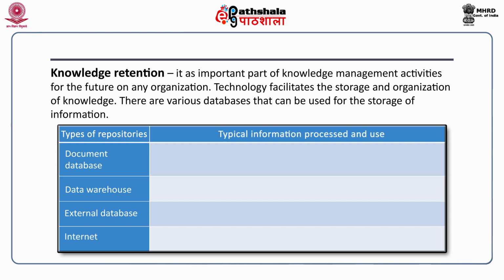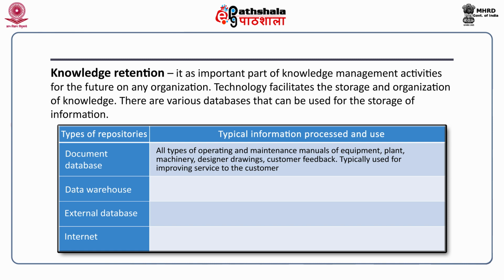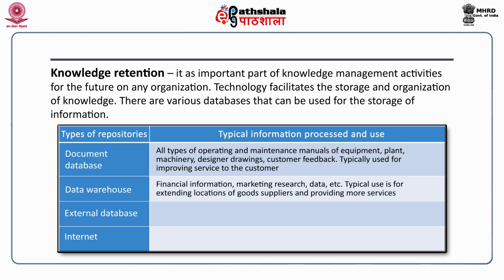The typical information processed and used in a document database can be all types of operating and maintenance manuals of the equipment, plant, machinery, designer drawings, and customer feedback. This is typically used for improving the service to the customer. A data warehouse has financial information, marketing research data, etc. A typical use may be for extending the locations of goods suppliers and providing more services.